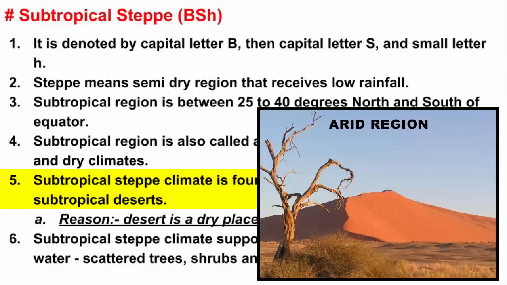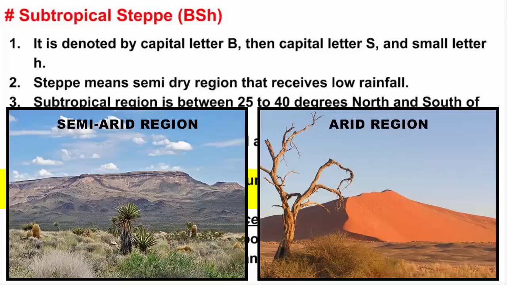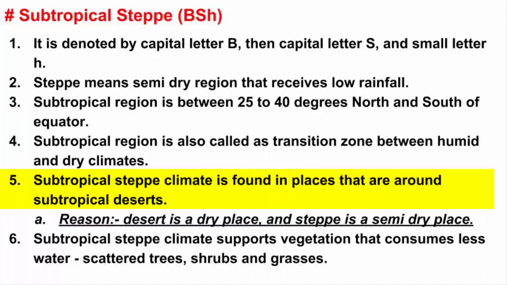Because desert is a dry place and steppe is a semi-dry place. That means subtropical steppe receives slightly more rainfall than the desert, so that there is some growth of plants and grasslands. Now for that we have to find out the deserts that exist in subtropical region. And once we do that, the places right next to those deserts will have subtropical steppe climate.